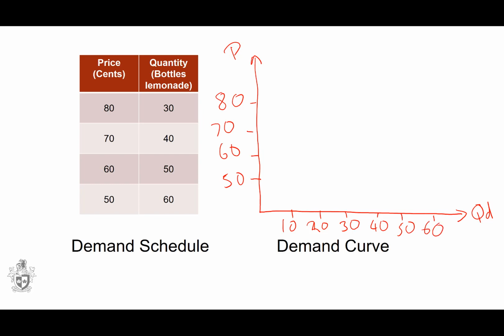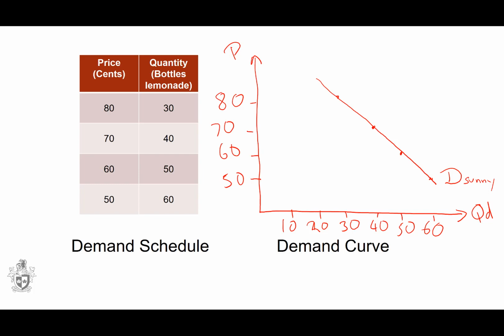We can now plot this. At 80 cents, the quantity demanded is 30, and we put a point here. At 70 cents, the quantity demanded is now 40. At 60 cents, quantity demanded increases to 50. And at 50 cents, the quantity demanded increases to 60. We can join the dots, and here we have a demand curve. And remember that these are sunny days.